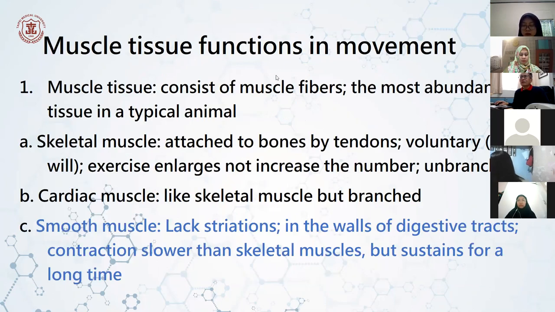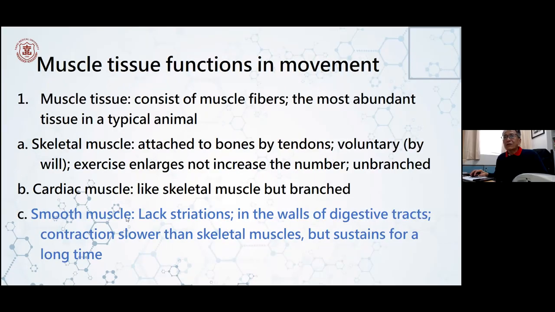And muscle tissue functions in movement and is also a very important part of the GI system. In the GI system, the muscle tissue includes skeletal muscle and cardiac muscle, but today I want to introduce smooth muscle. Smooth muscle is in the intestine, in the inside organs. The smooth muscle lacks striations in the wall of the digestive system.